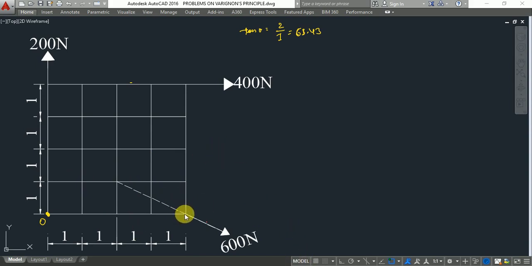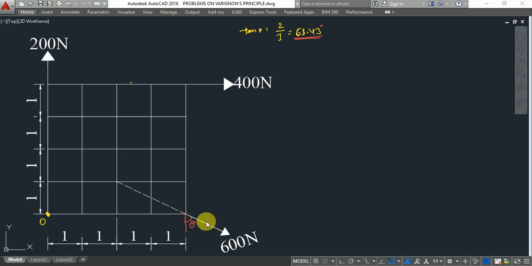See now, this is equal to theta. What is the value of theta? 63.43 degrees is the value of theta. Now I need to calculate other things, that is cos theta, sin theta, resolve this force.